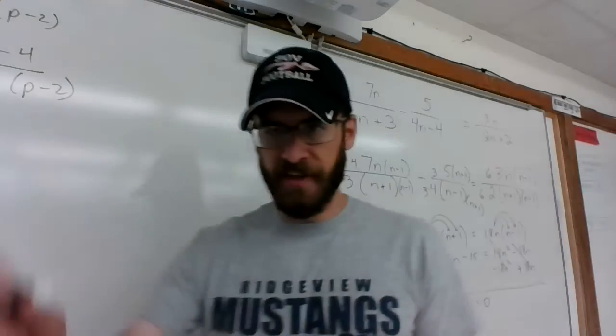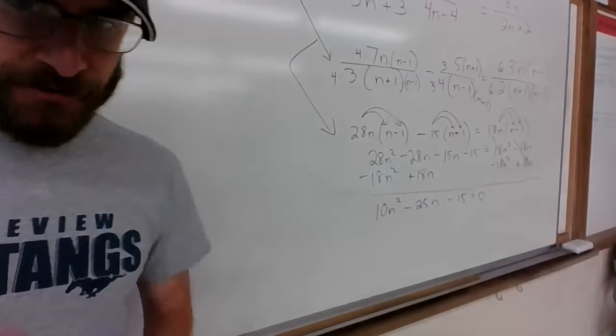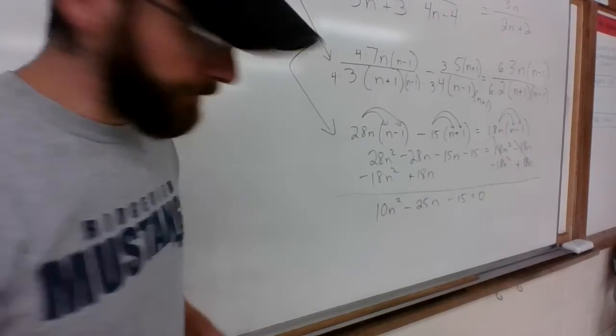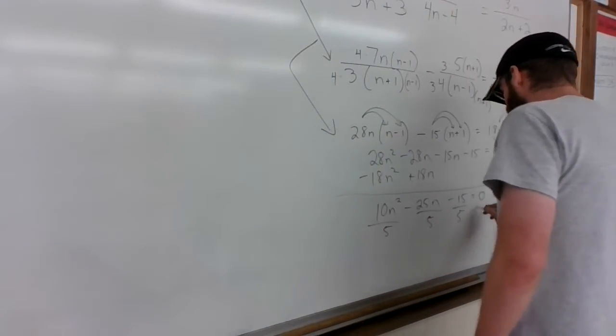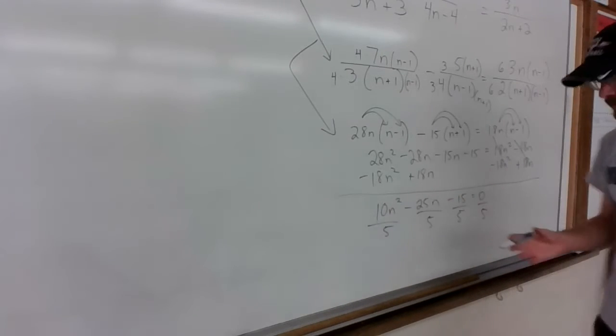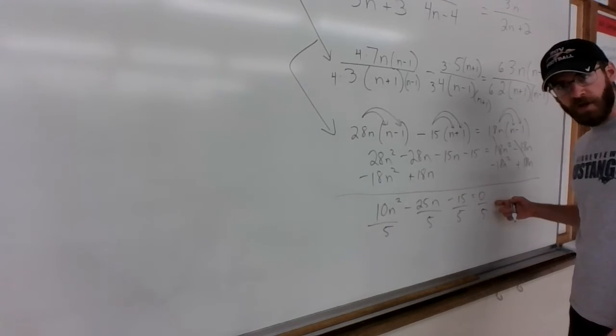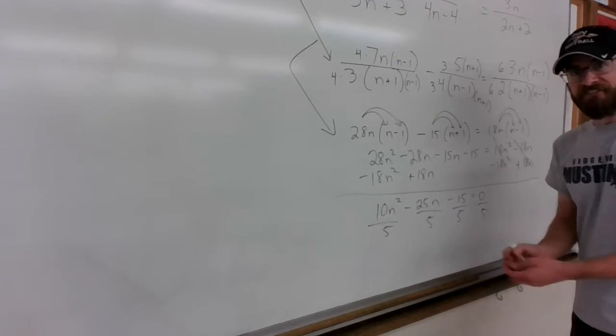Now I'm noticing something at this point. They all seem to have a factor of 5. Let's divide that out. And since it's a constant with no variable, I can just divide by the other side of the equation and get rid of it completely. I don't have to factor it out.